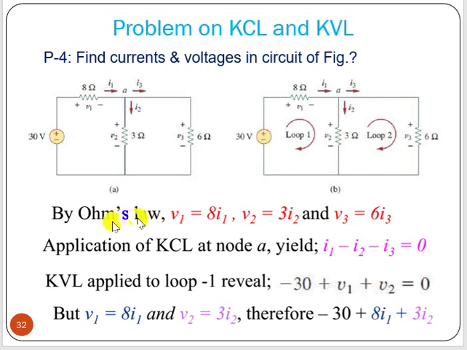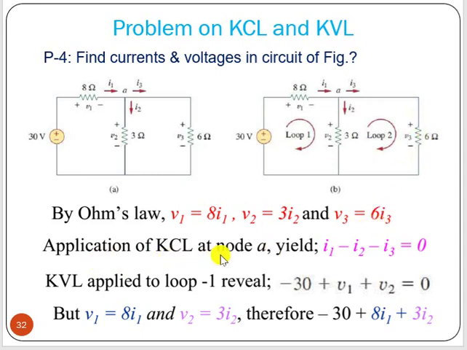So now if we apply Ohm's law, what can we write? We have taken two loops, loop 1 and loop 2. The loop 1 current is I1, so V1 equals I1 into 8 ohm, that is 8 I1. V2 equals what? This current is I2, so 3 into I2. V3 is what? This current is I3, so 6 into I3.